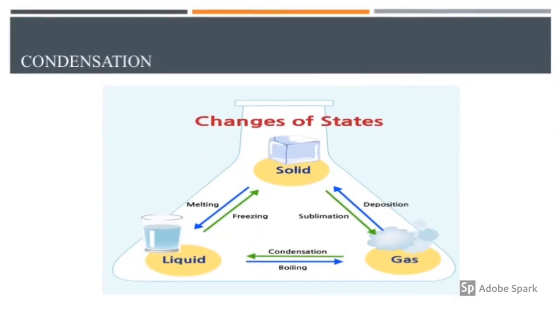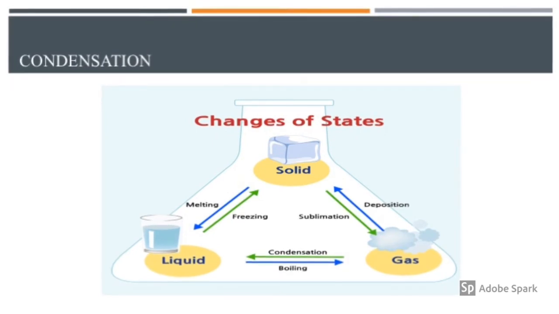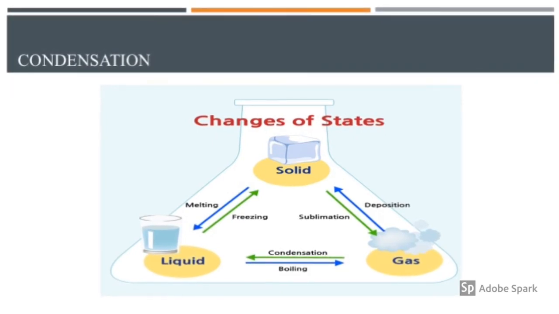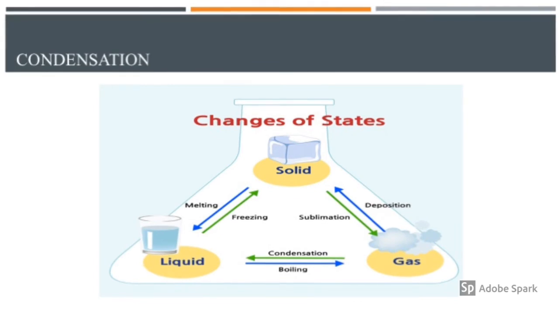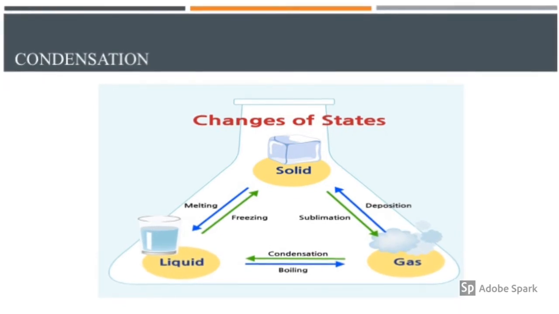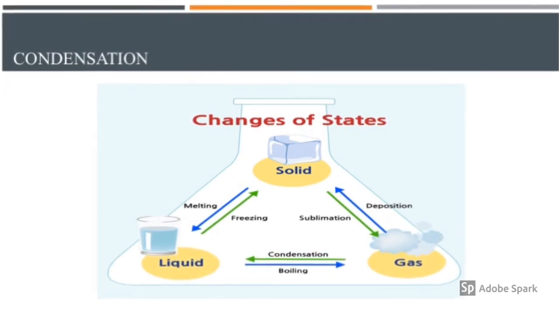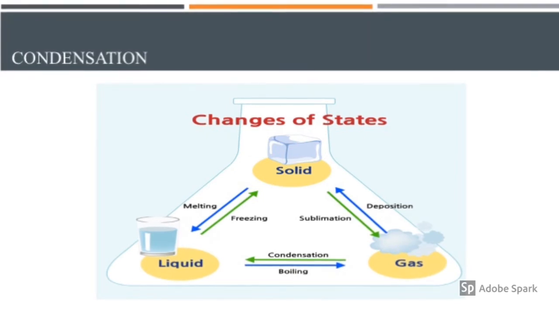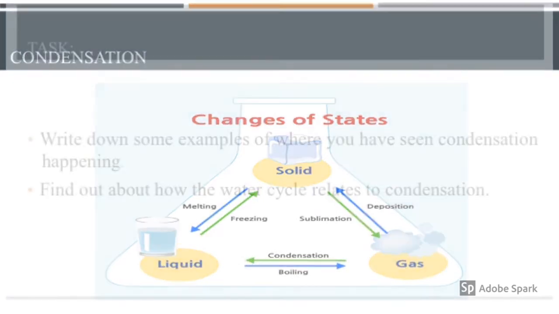Again, if you look at this diagram, you can see how this has happened. So if you look where it says gas, gas has an arrow going towards liquid, so that's called condensation, when something moves from a gas to a liquid by the process of condensation.